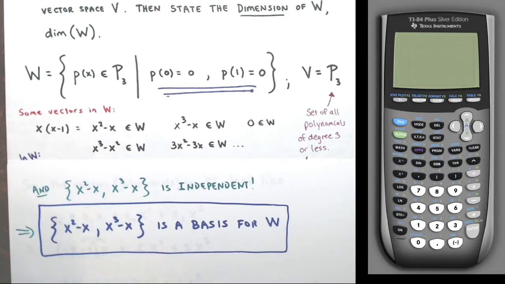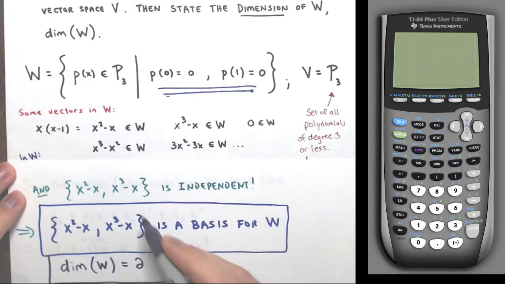All right, and now that I have a basis for W, then the dimension of W is, again, just the number of vectors in a basis, so 2. This is a two-dimensional vector space, this set W.